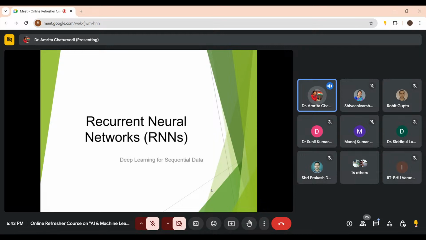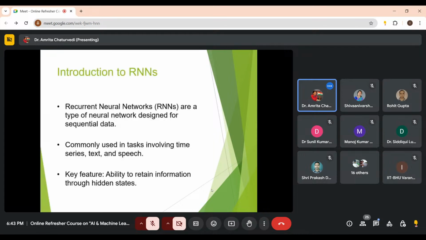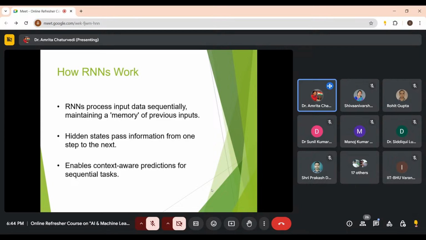Another one is the recurrent neural network. Recurrent neural networks are a type of neural network designed for sequential data or time series data, for example, EEG signals, EMG signals, speech recognition tasks, text to speech, time series data. For all these things, RNNs are used. The key feature is the ability to retain information through hidden states. RNNs process input data sequentially, maintaining a memory of the previous input.